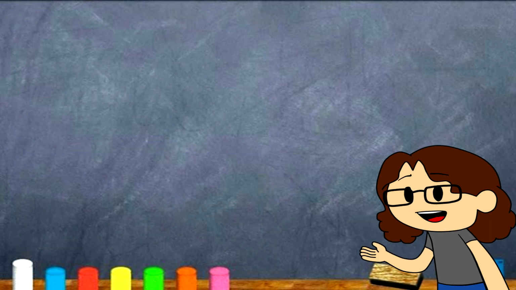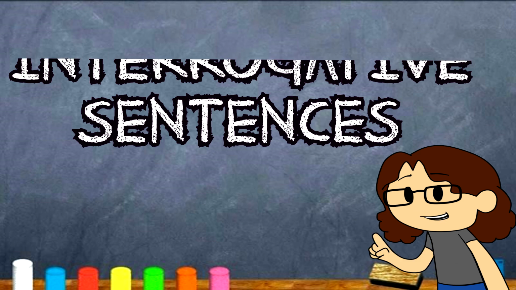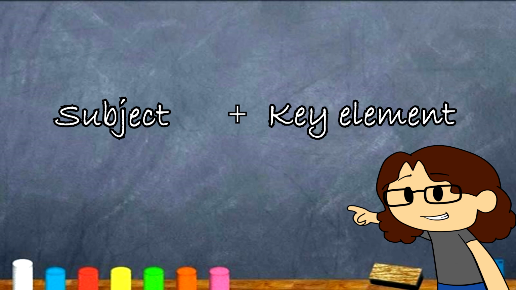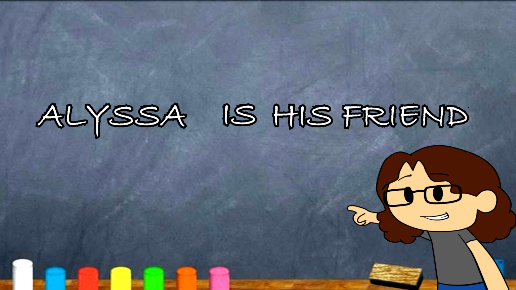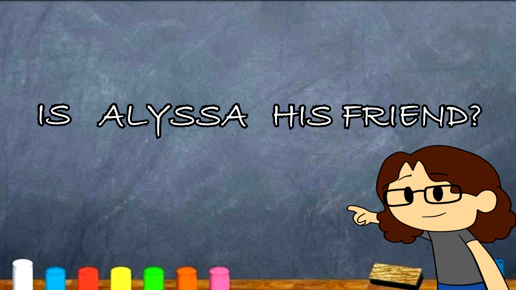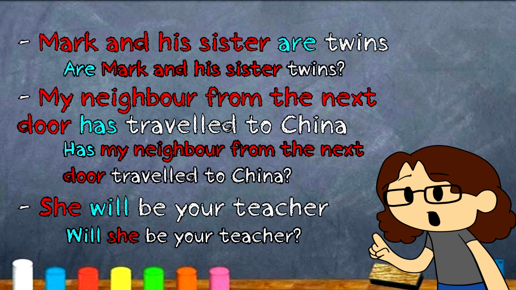Now, let's proceed with interrogative sentences. The only thing you have to do is to exchange the position between the subject and the key element, like this. Remember that the subject is not only one word.